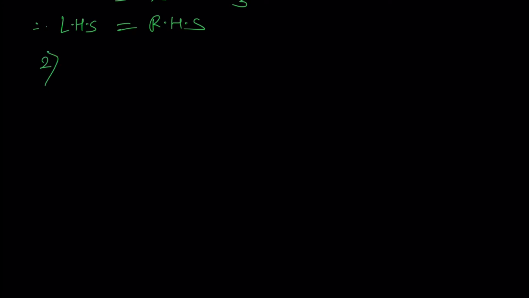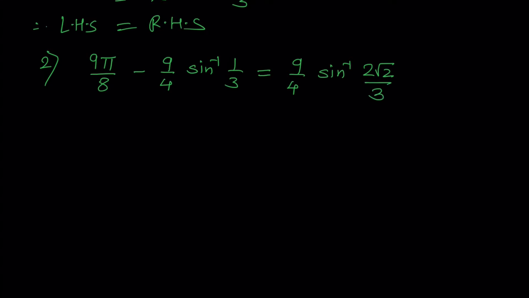Let's proceed with the next one. Prove that 9 pi upon 8 minus 9 upon 4 sin inverse 1 by 3 is equal to 9 by 4 into sin inverse of 2 root 2 upon 3. This problem is from the textbook, but there is a printing error, so I have corrected that error.